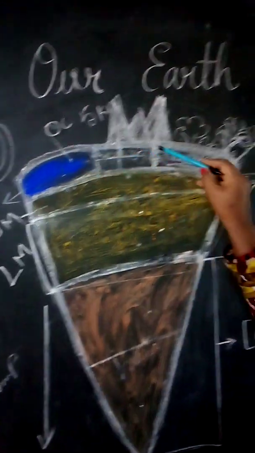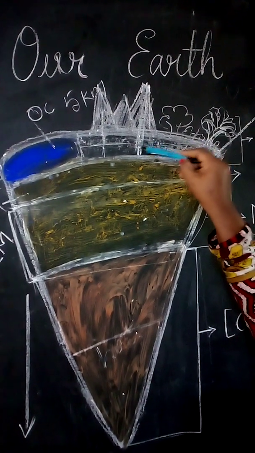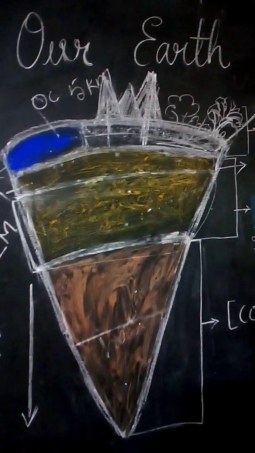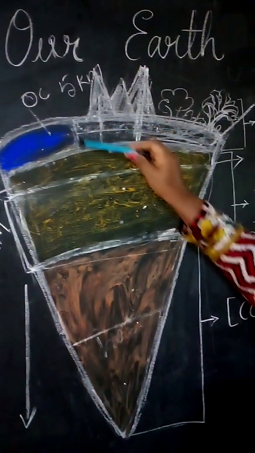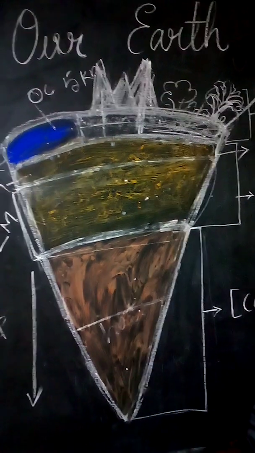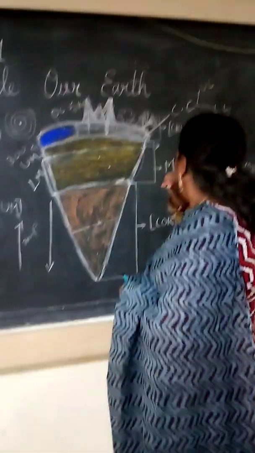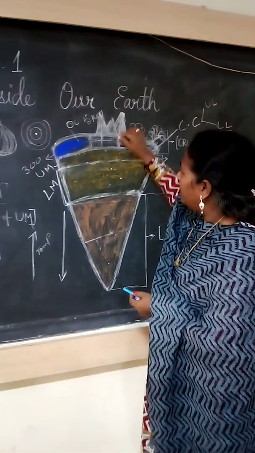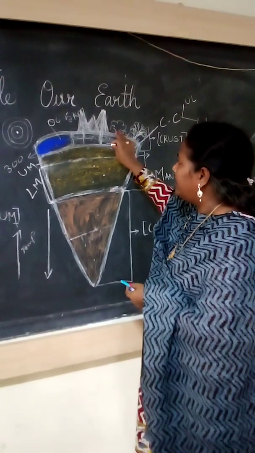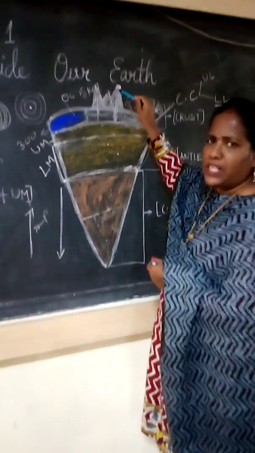Oceanic crust, continental crust. Then what is the thickness of this crust? Now we will see here. Take the continental crust. The thickness of the continental crust varies from place to place. See here, mountains are there. On the crust we can see some plain area, and here you can see the mountain area.